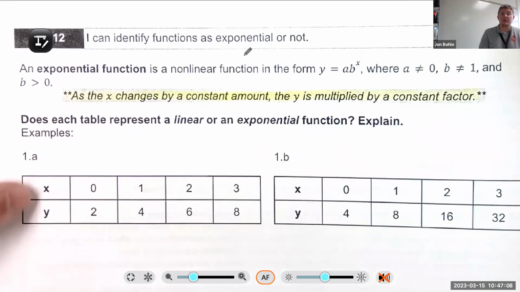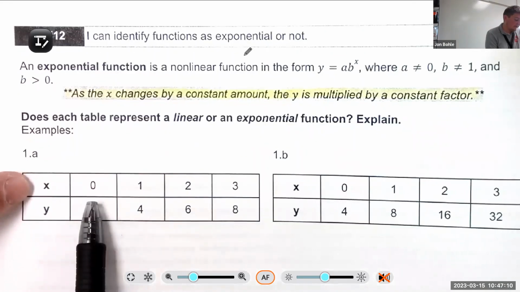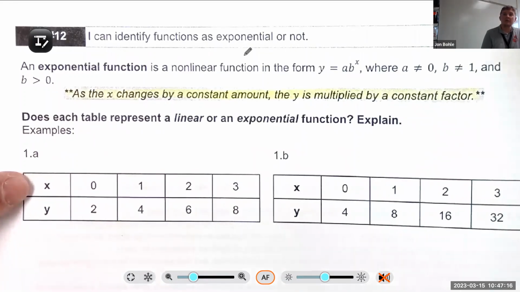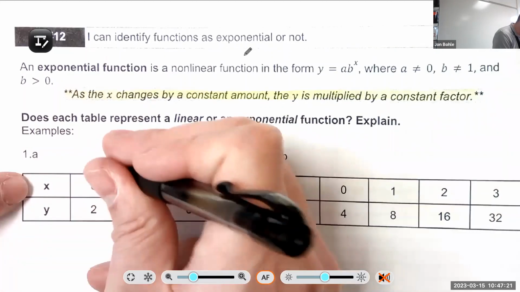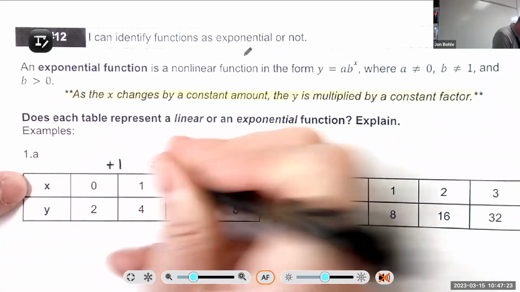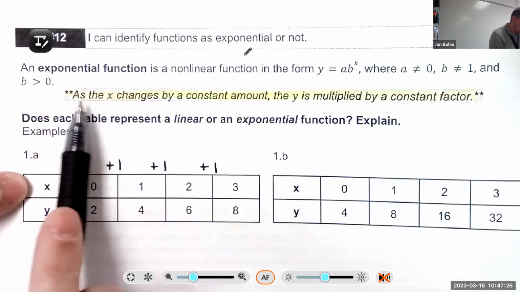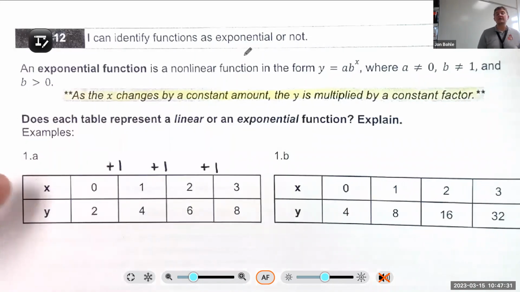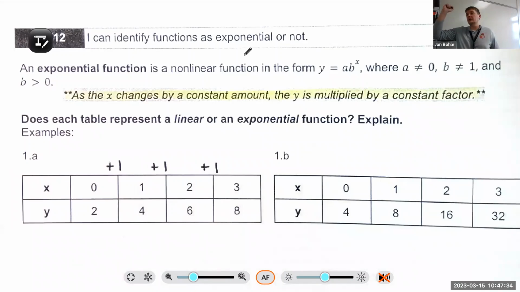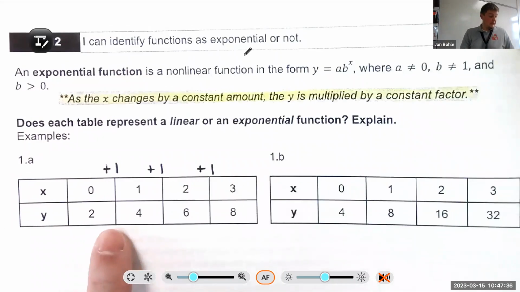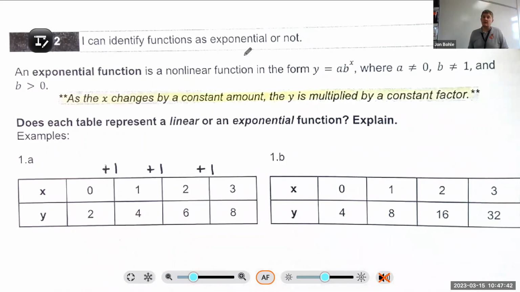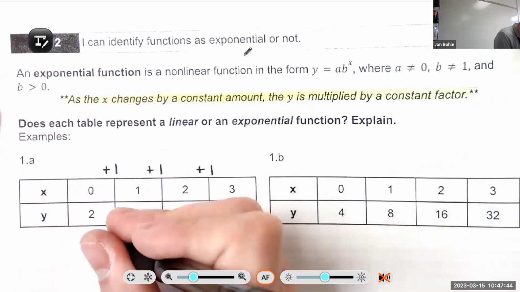All right, so what we're going to do is we're going to start looking at the x's. What's the pattern in the x's from 0 to 1, 1 to 2, 2 to 3? Going up by 1 every single time, just adding 1. That's awesome. That's exactly what we want to see. As the x changes by a constant amount, it's changing by a constant amount. Now, this is what I think you were saying. It's doubling, but is it? The first one's doubling, but is the second one? No. What's happening in the y's? Up by 2, adding 2.